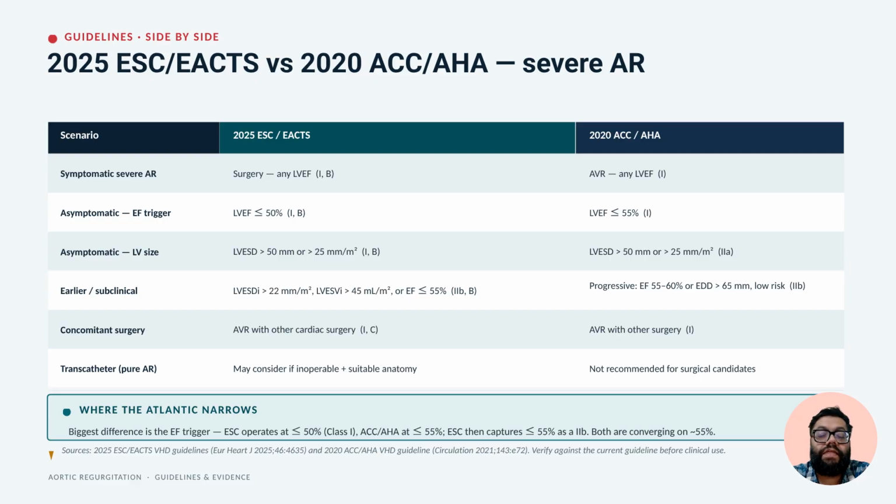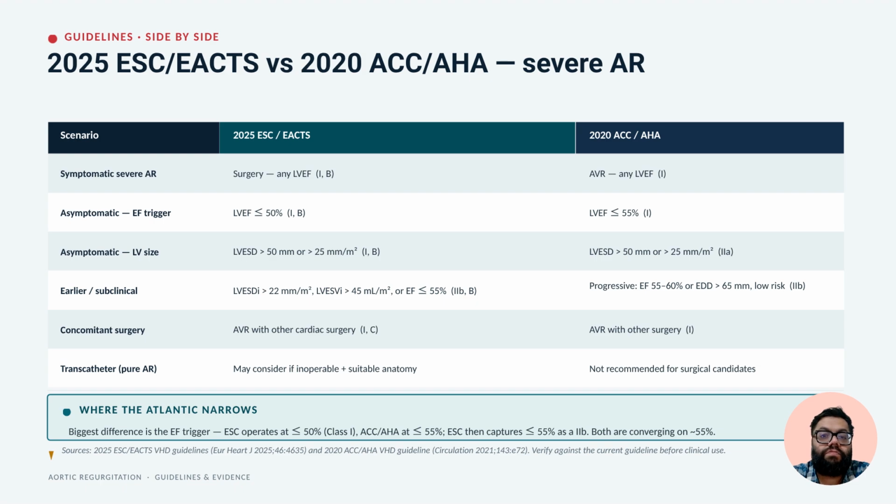Both guidelines agree that any symptomatic patient with severe regurgitation should have surgery, whatever the ejection fraction; that severe regurgitation found at the time of other cardiac surgery should be fixed concurrently; and that severe left ventricular dilation is an indication. Though notice the Europeans rate the dilation trigger class 1 while the Americans rate it 2A.